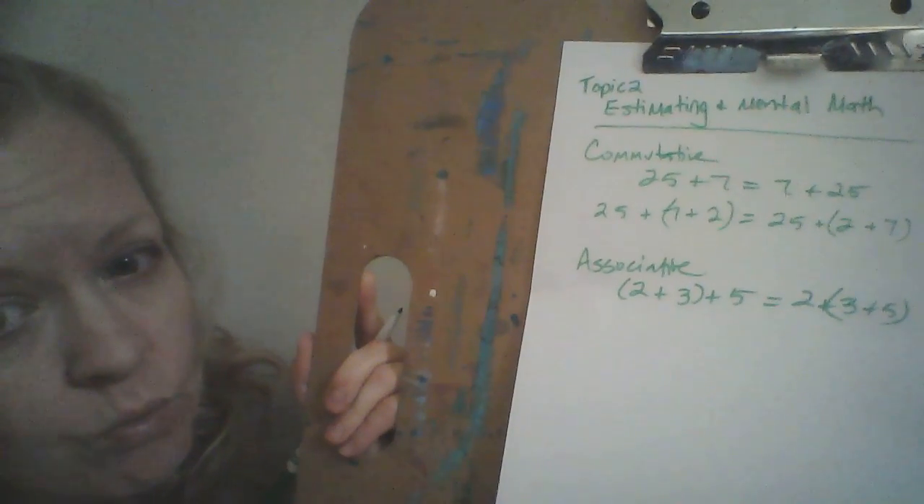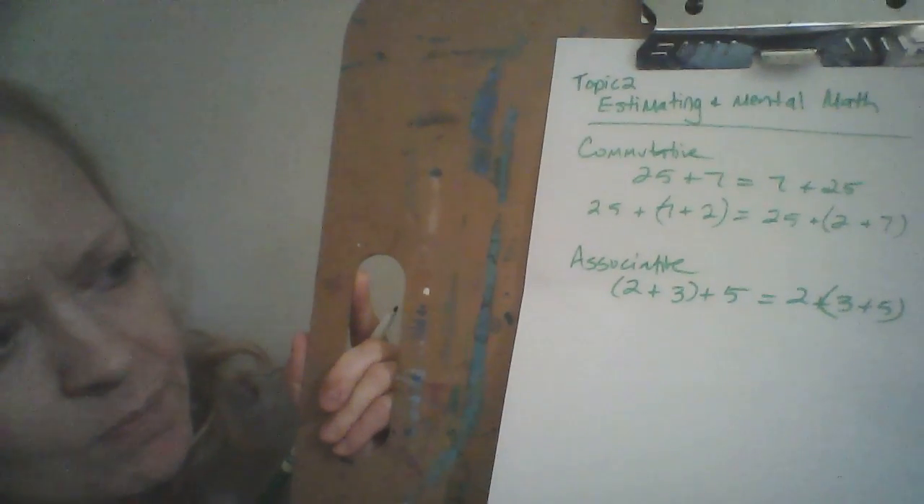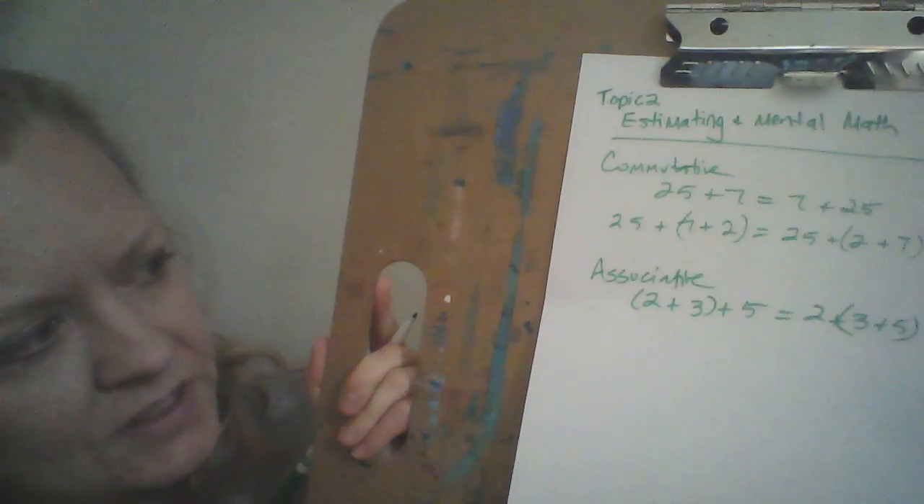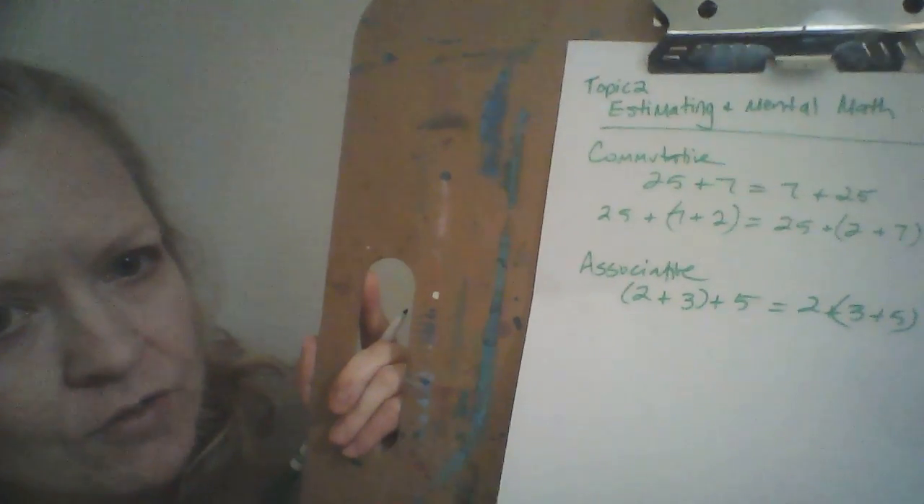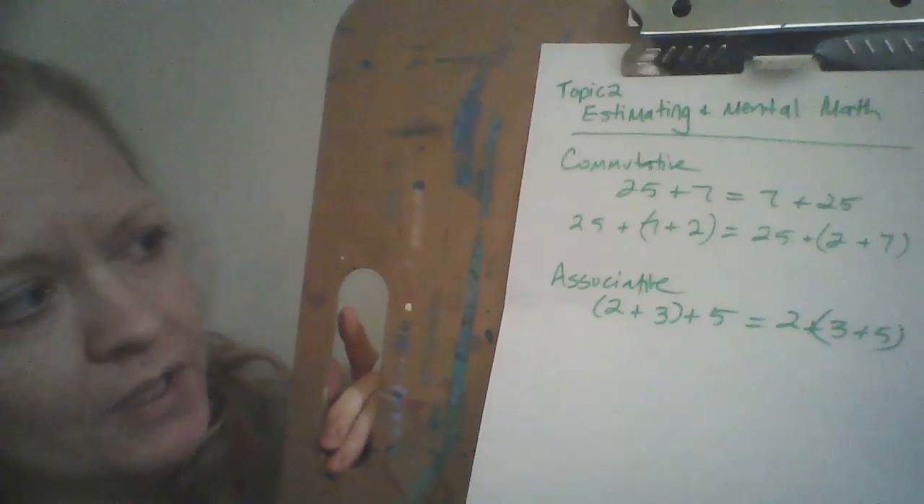When you change the groupings, that is the associative property. So I have the 3 plus the 5 first. 5 plus 3 is what? 8. Then you add the plus 2. You still get 10 as a result. So that's the big difference. That is basically all there is to it.